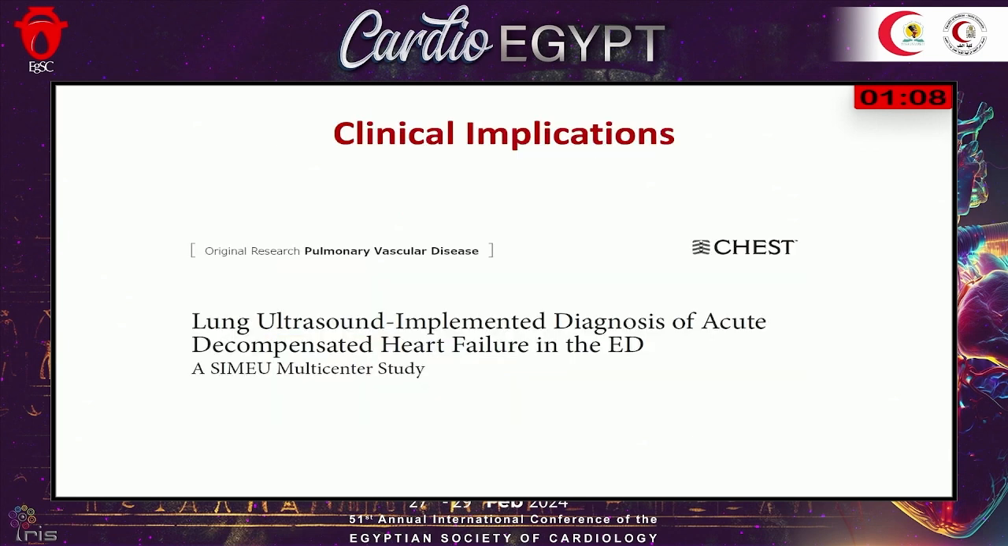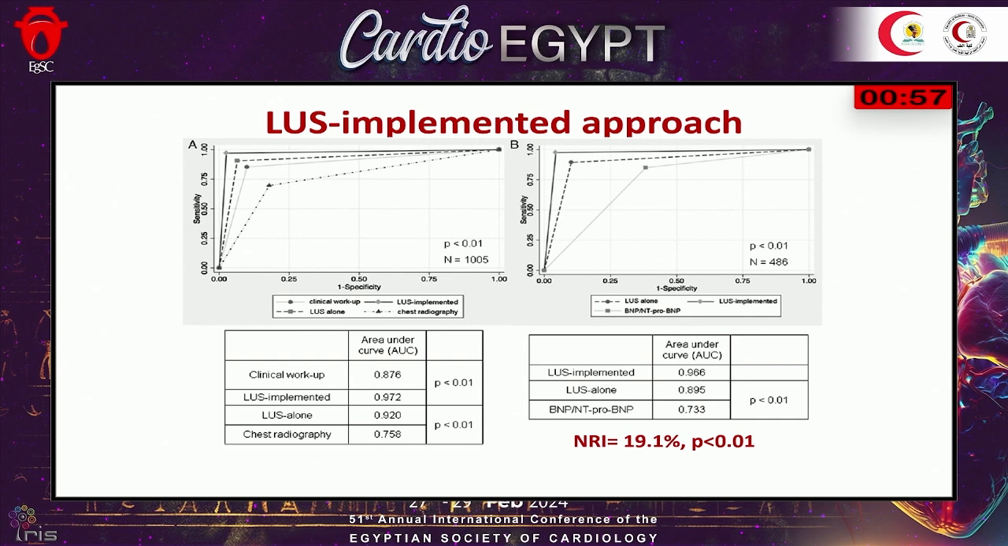The implementation of lung ultrasound in the emergency department for the diagnosis of acute decompensated heart failure: in this multi-center study, it was found that an early lung ultrasound implementation protocol increases the accuracy of detection of acute decompensated heart failure. And the net reclassification index was almost 20%. That is, 1 in every 5 patients could be reclassified as having not acute heart failure just by early implementation of this lung ultrasound protocol.